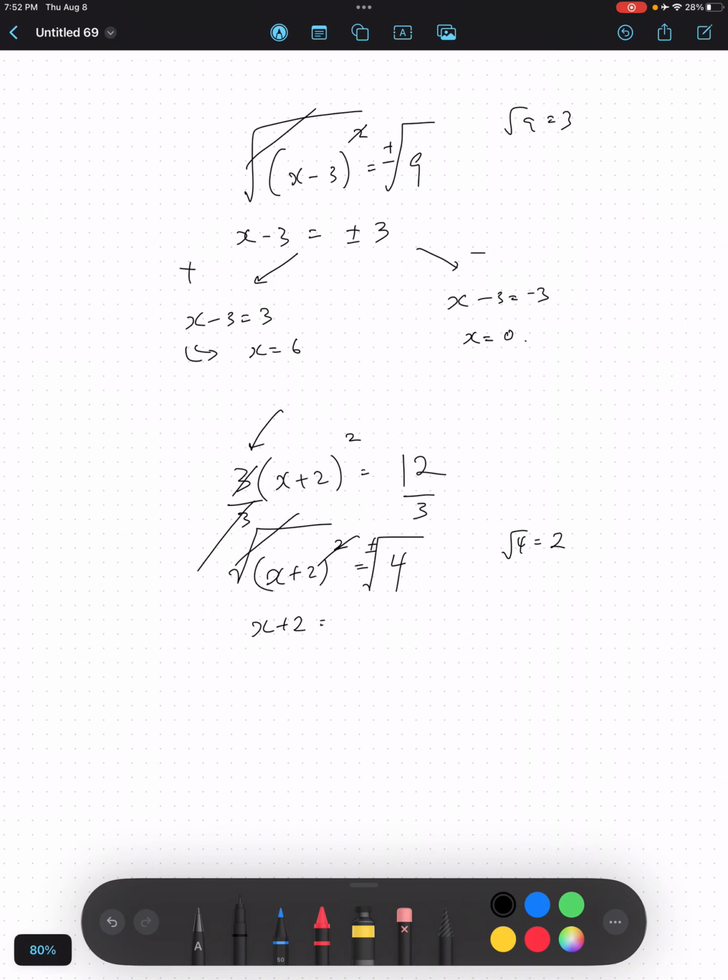So x plus 2 is equal to plus or minus 2. Same thing: x plus 2 equals 2, x plus 2 equals minus 2. Again, then you have x equals 0 and x equals minus 4.